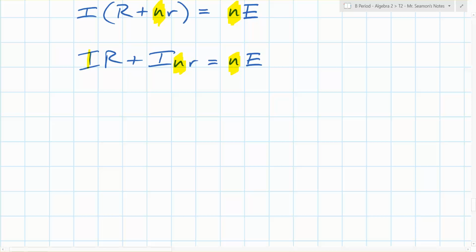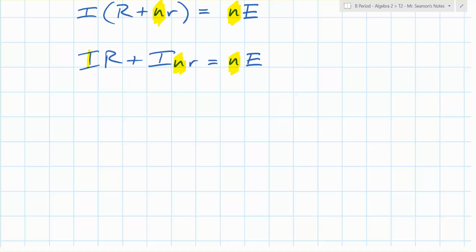We've done something like this before. We need to put everything with N's in it on one side and everything else on the other side. So what should I do right now, Chris? What would you do now? Divide by E. No dividing. You have to get them on the same side first.